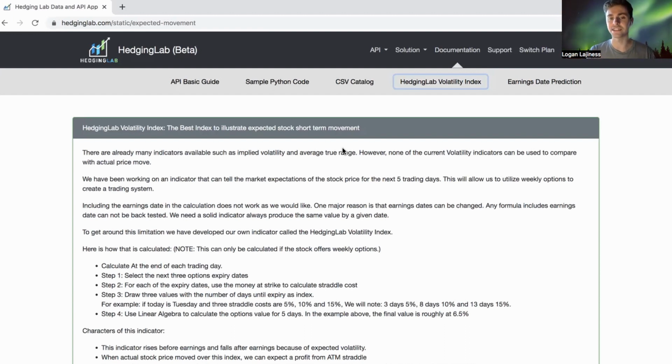But first, let's get into what Hedging Lab has created for us. They said there are already many indicators available, such as implied volatility and average true range. However, none of the current volatility indicators can be used to compare with actual price movement. We've been working on an indicator that can tell the market expectations of the stock price for the next 5 trading days. This will allow us to utilize weekly options to create a trading system, right?